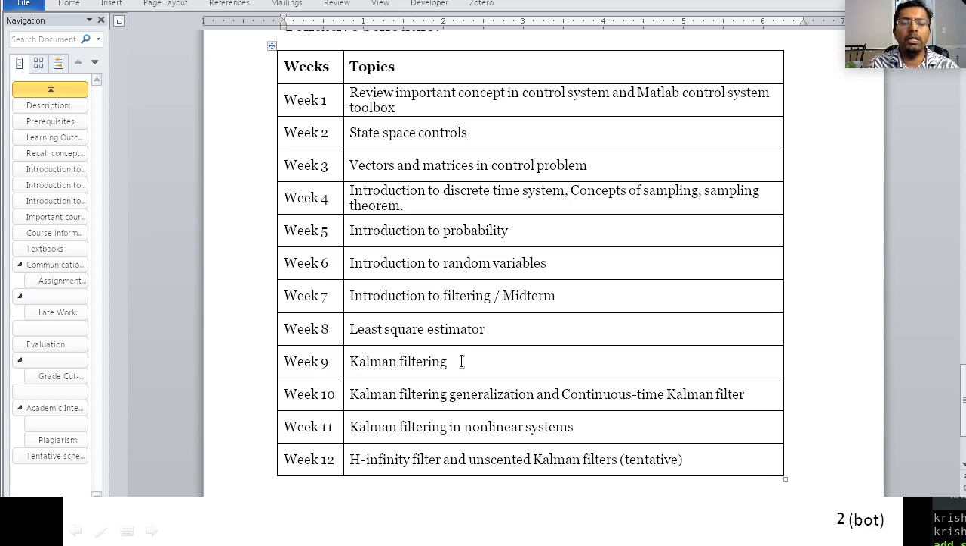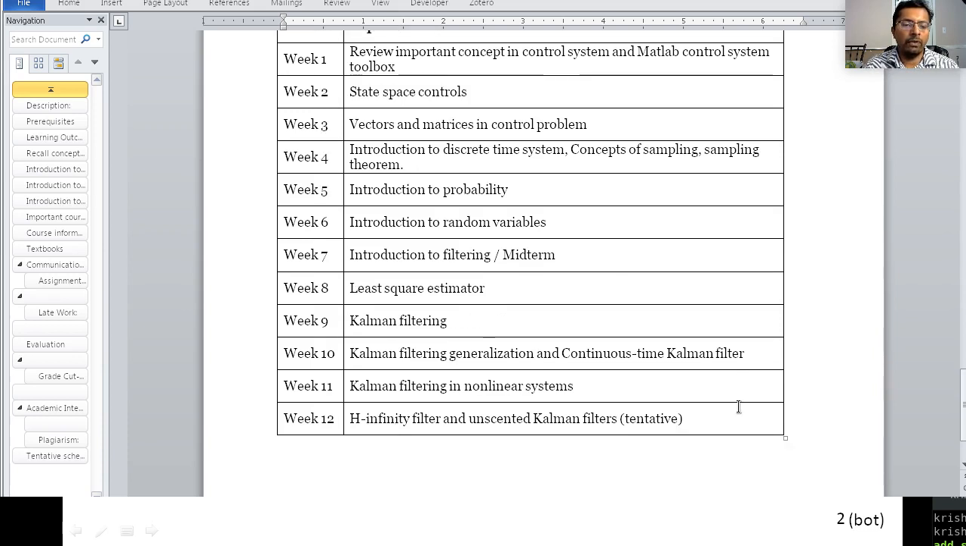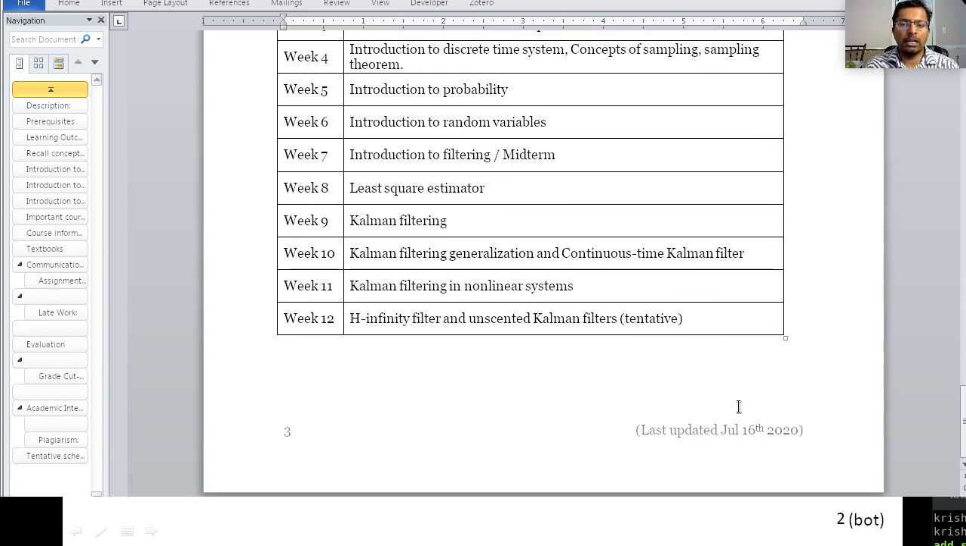But we need to actually build up all of the basics before we can actually get into Kalman filtering. So week 9 would be Kalman filtering. It will focus mostly on discrete time systems. And then we look at the generalization of Kalman filtering and its application to continuous time systems in week 10. In week 11, we'll start looking at nonlinear systems and then an H infinity controller and so on. So this is the overview of what we're going to follow.